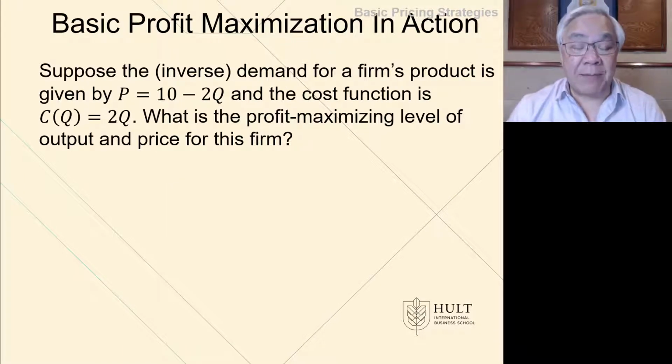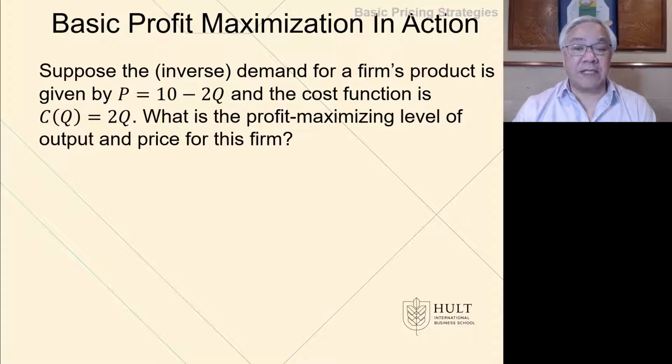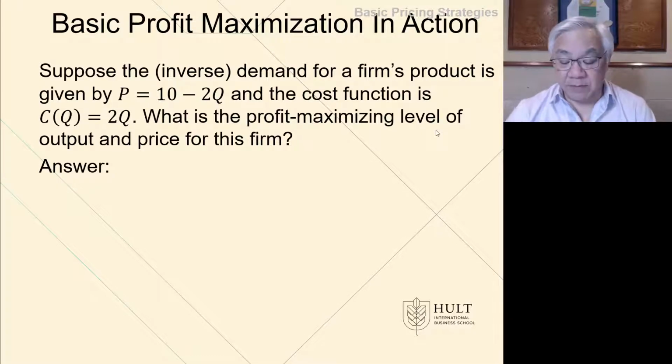So here's an example. The inverse demand curve is given by price equals 10 minus 2Q. That's a very common looking formula we've seen throughout this course. And the cost function is 2Q. In other words, it's a constant marginal cost of 2 per unit. What is the profit maximizing level of output and price? All right, let's solve this problem.